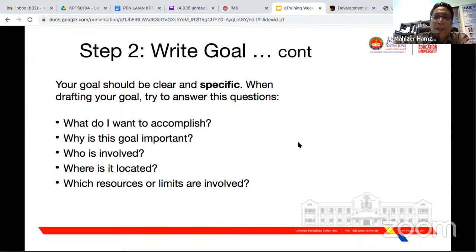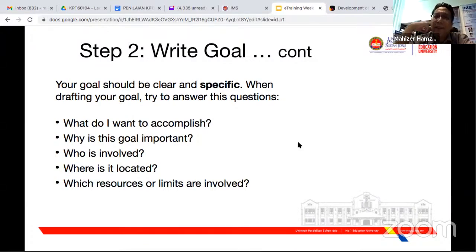Let's say you are developing training for industries, that means why this goal is important for that industry. And then who is involved? Maybe the employees, maybe the management staff, or maybe the machine operator. Where is it located?